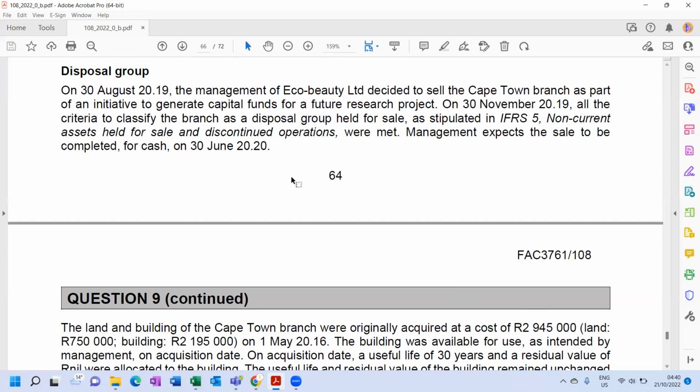Okay, so from here, if they ask you for note disclosure, you'll get some information from here for your note disclosure. So remember, they made a decision on 30th August, but the criteria for IFRS 5 was only met on 30th November. So only on 30th November do we have to stop the initial classification of the assets of the disposal group and then transfer them to a non-current asset held for sale. Okay.